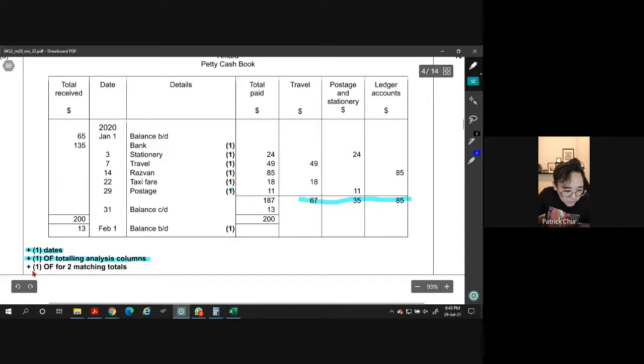Then after that, 1 OF mark for 2 matching totals. That means here, this 200, they are looking at this 200. You have to do like this. So just follow their format. If you show left and right side, like how you do the normal balancing, same amount, another 1 mark.